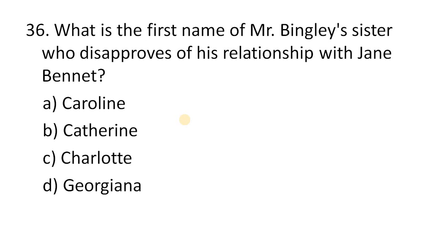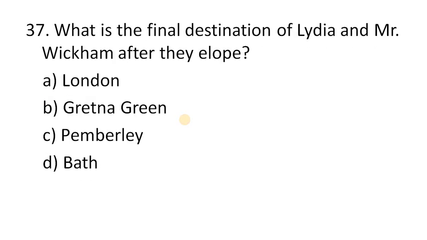36. What is the first name of Mr. Bingley's sister who disapproves of his relationship with Jane Bennet? A. Charlotte, Caroline, Catherine, and Georgiana. So the correct answer will be Caroline, option A. 37. What is the final destination of Lydia and Mr. Wickham after their elopement? A. London, B. Gretna Green, Pemberley, and Bath. So the correct option will be Gretna Green.